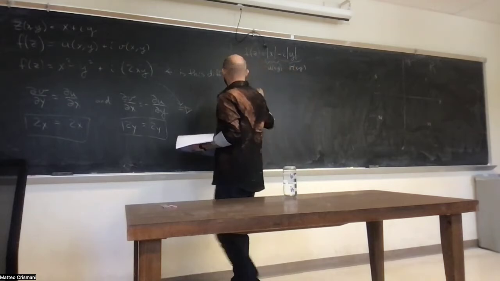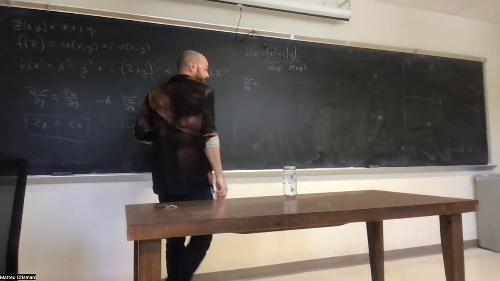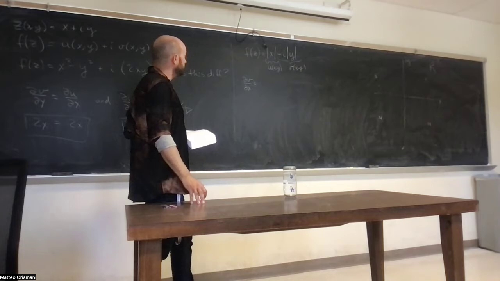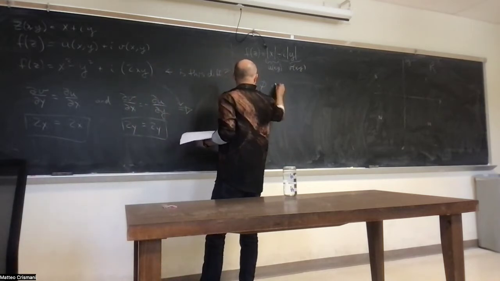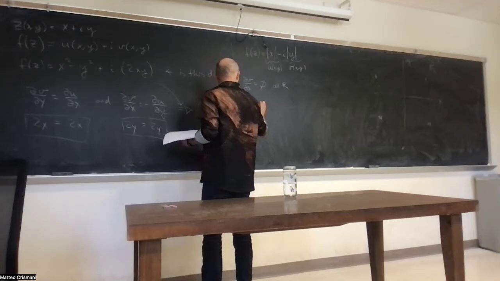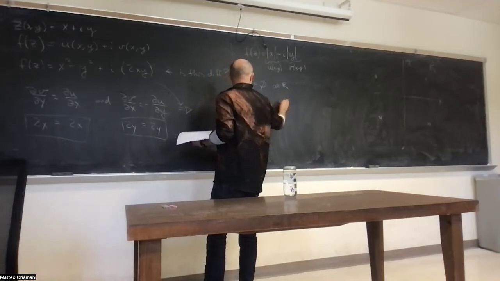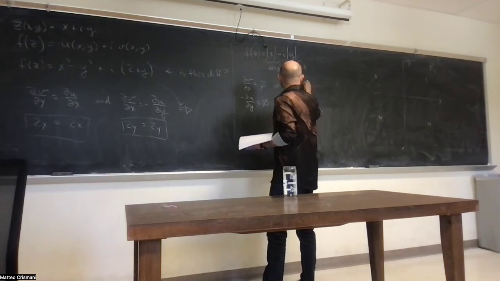So let's ask the first question. What's du dx? 0. Good. And is it 0 everywhere? Yeah. Okay. And what about minus du dy? Also 0. Good. Ditto. All right. So that's great. That's the first part. Now let's ask the second part.